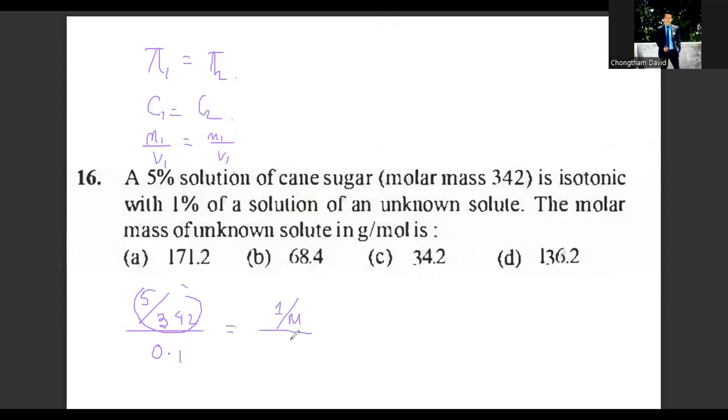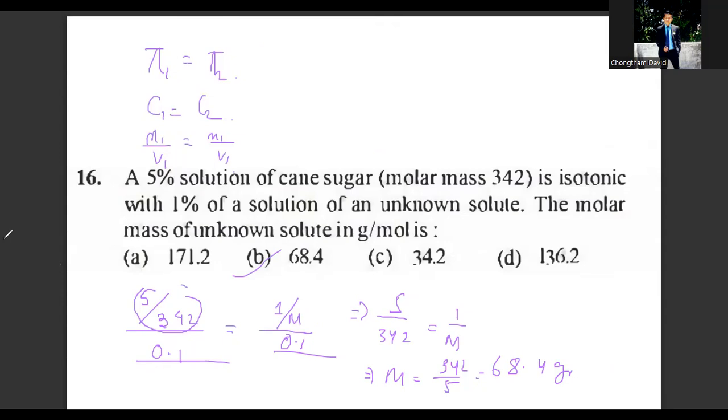So you are required to find the molar mass of the unknown solute in gram per mole. What would be the answer for this calculation? If you want to find m, you can easily cancel this 0.1. You have now 5 divided by 342, which is 1 by molar mass of the unknown. So m is equal to 342 divided by 5. Divide until the answer, 68.4 grams per mole. Good. So the answer would be option B. It's evident, right? I hope it's crystal clear and understood.